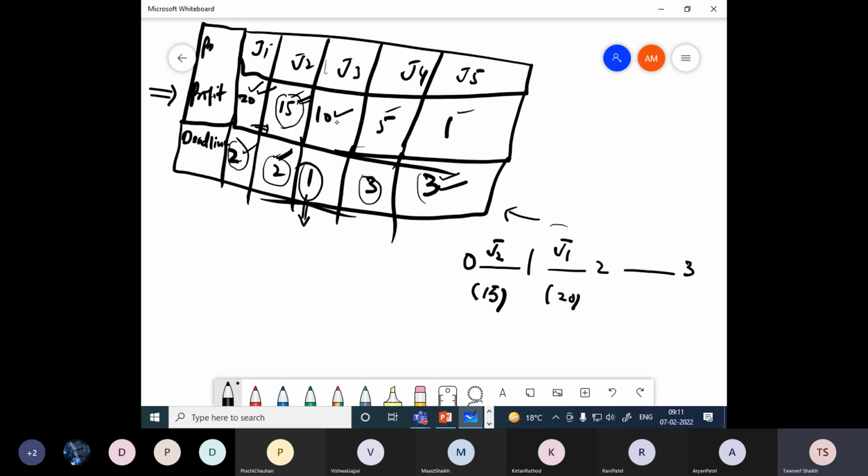Okay. Now these two are done. We will go now to the third step. The third profit is for J3, 10 rupees. But the problem is that J3 is telling me I will wait only for 1 hour. After 1 hour, my work should be done.